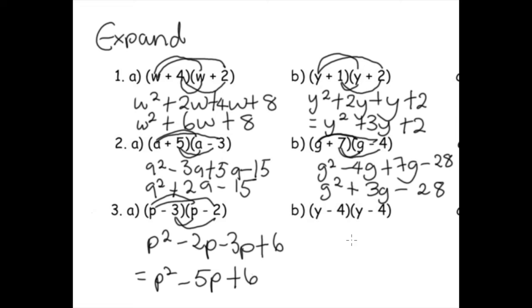For the last question, we do y times y, which is y squared, then y times minus 4, which is minus 4y, then minus 4 times y, which is minus 4y, then minus 4 times minus 4, which is plus 16. Then you simplify this, that would be y squared minus 8y plus 16.